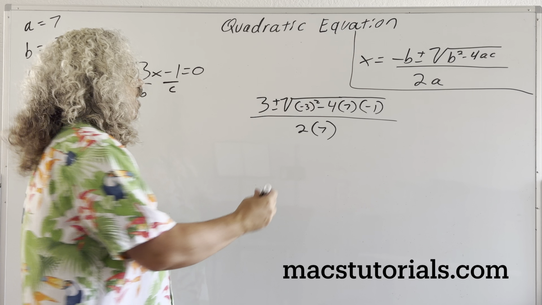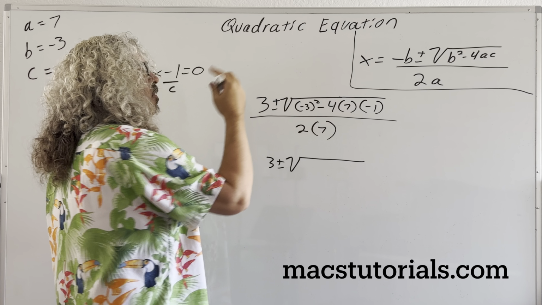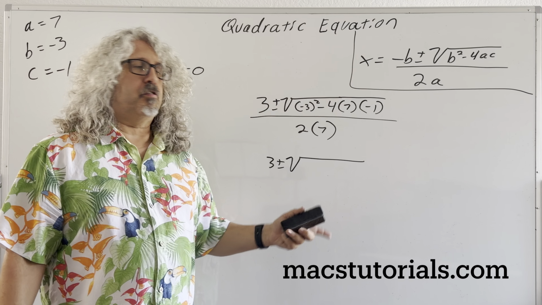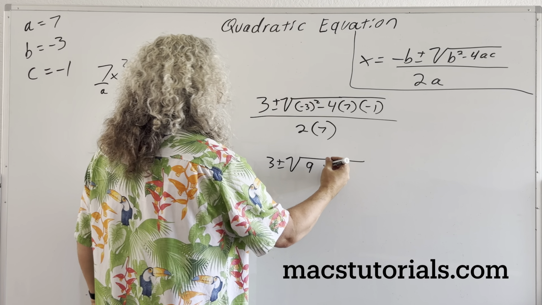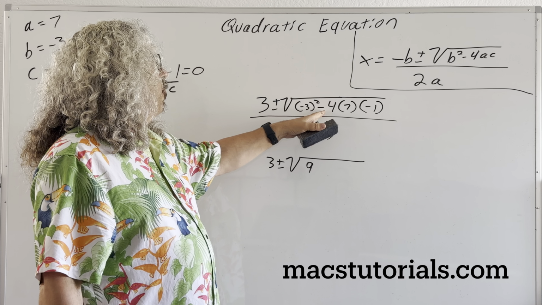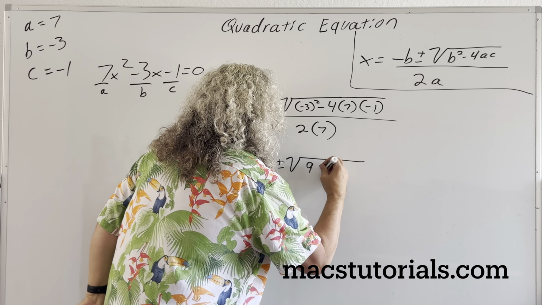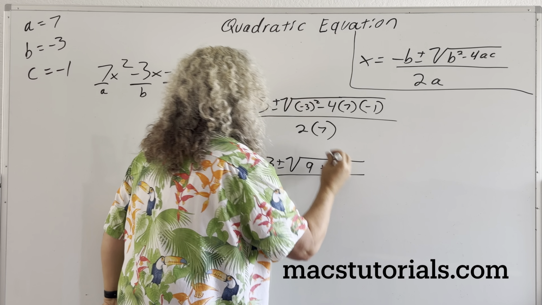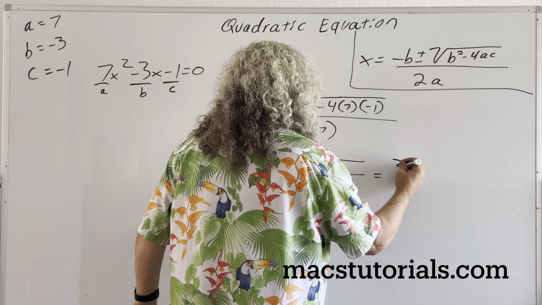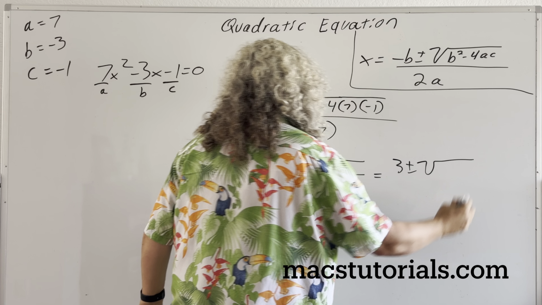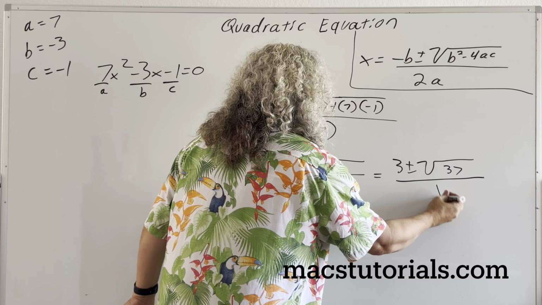Now let's start working it out, okay? My 3 stays the same. Square root of, what is -3 squared? And it is in the parentheses, so the 2 goes to the negative sign as well. It's a +9. Now, look at this. -4 times 7 is -28, times -1 is a +28, all over 14. Okay, and all that is going to equal 3 plus or minus square root of 28 plus 9 is going to be a 37 all over 14.